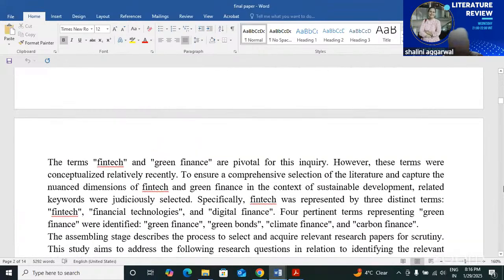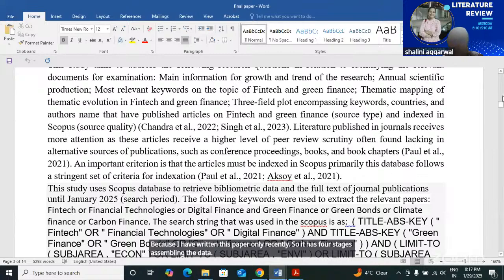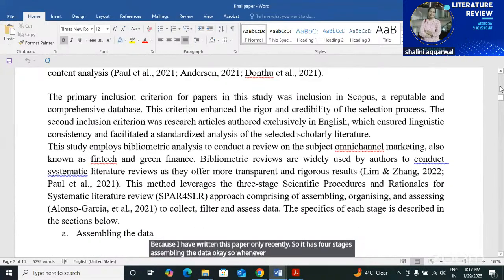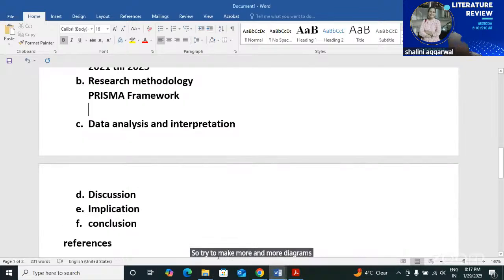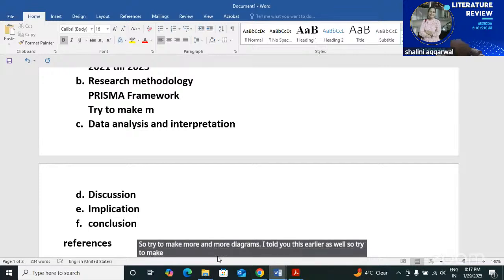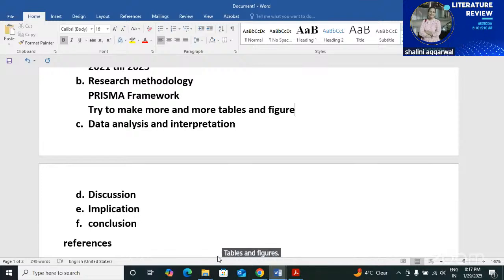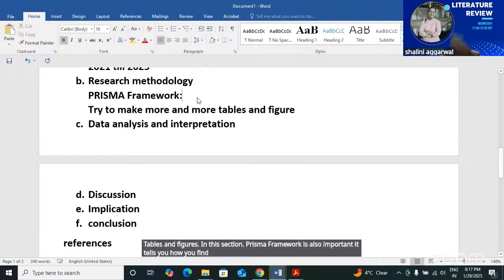Assembling the data. Okay, so whenever we are working with the research methodology part, try to make more and more diagrams. I told you this earlier as well. So try to make more and more tables and figures in this section. The Prisma framework is also important. It tells you how you find out the final number of the papers.